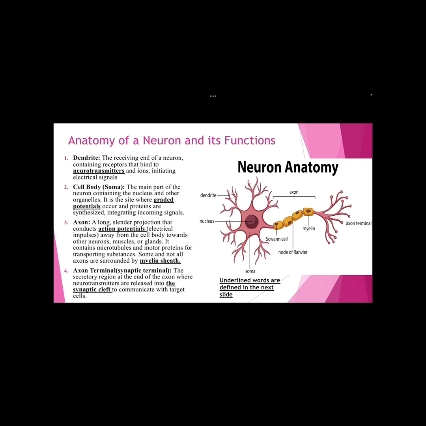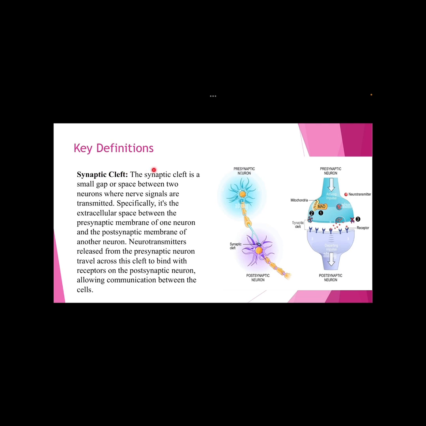But now let's talk more in detail. This neurotransmitter from the axon terminal will be released into something that is called the synaptic cleft. It is written here. What is a synaptic cleft? The synaptic cleft is the small gap or space between two neurons where nerve signals are transmitted. Specifically, it's the extracellular space between the presynaptic membrane of one neuron and the postsynaptic membrane of another neuron.